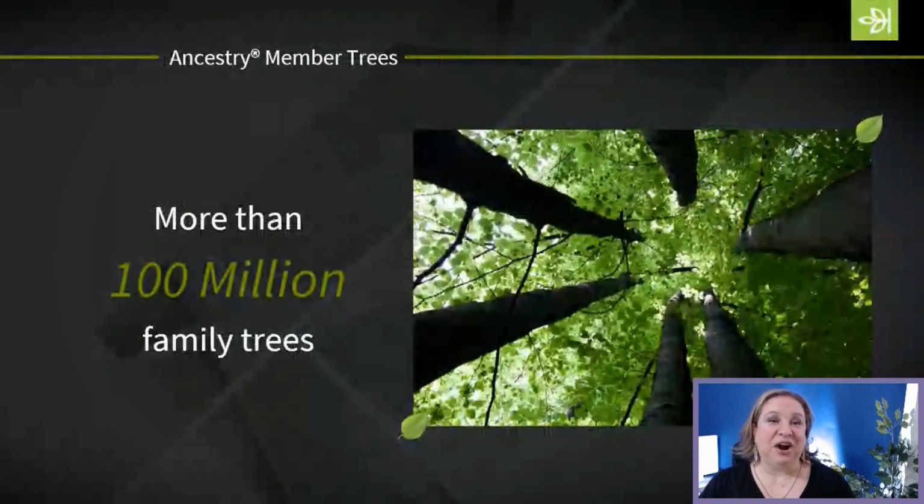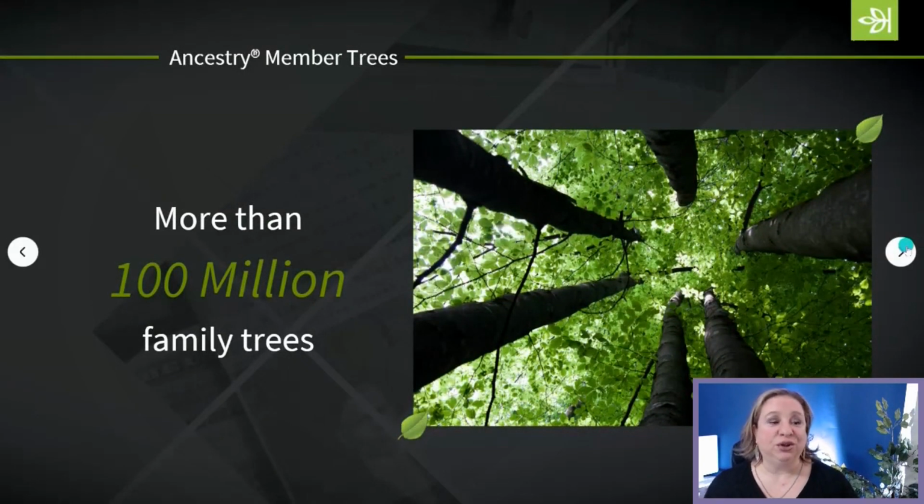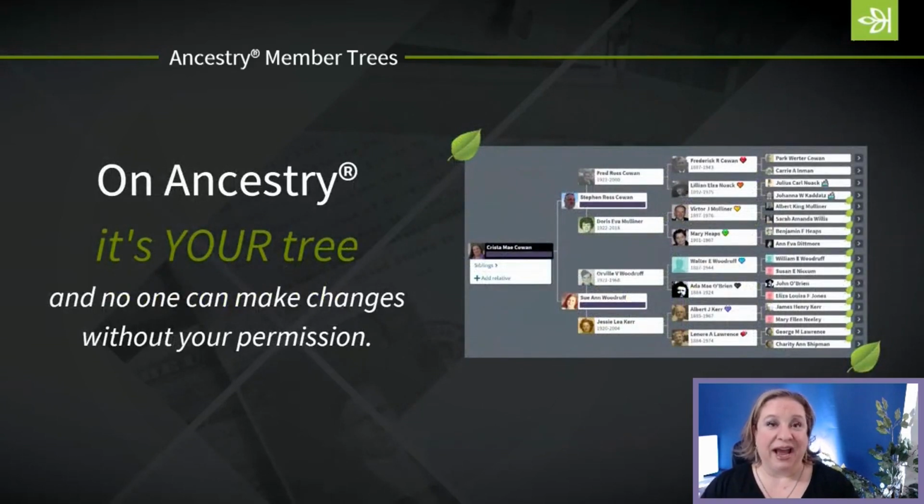On Ancestry, there are more than 100 million family trees. And one of the reasons for this is because on Ancestry, your tree is your tree. Everybody has their own tree, and we have a really strong philosophy around privacy and control. We always want you to have full control over your own data and full control over the privacy of what you choose to share or not to share. So on Ancestry, your tree is your tree, and no one can make any changes without your permission expressly.